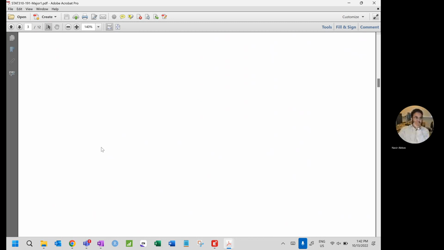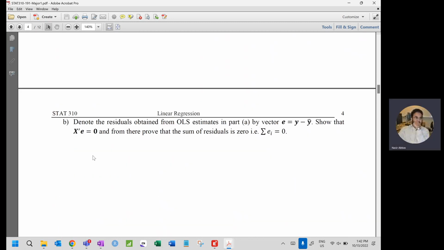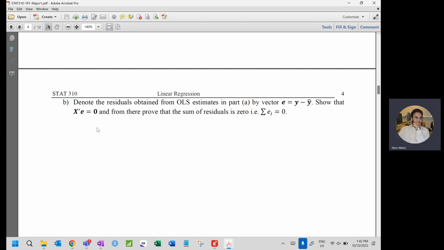Part B. Denote the residuals by E, which is y minus y hat. Show that X transpose E is equal to 0. And from there, you need to prove that sum of residuals is 0.